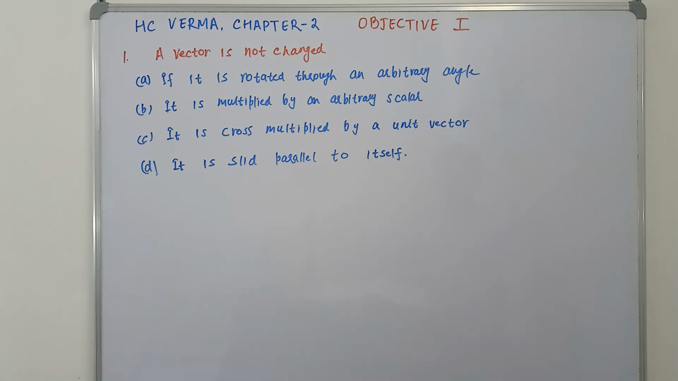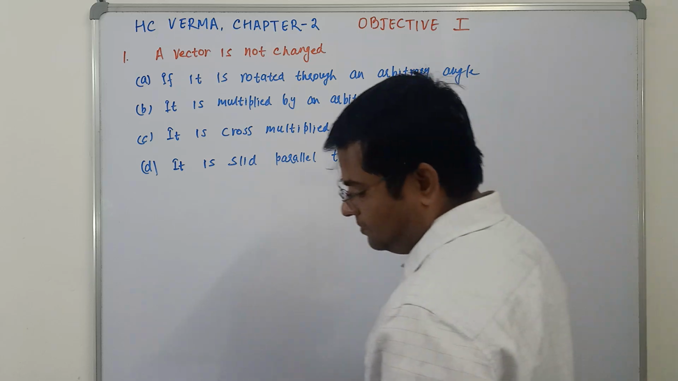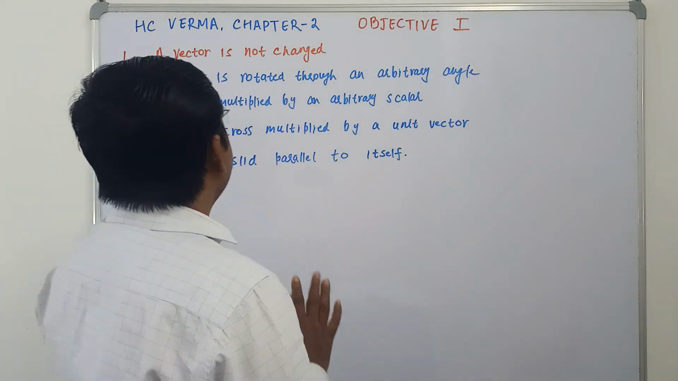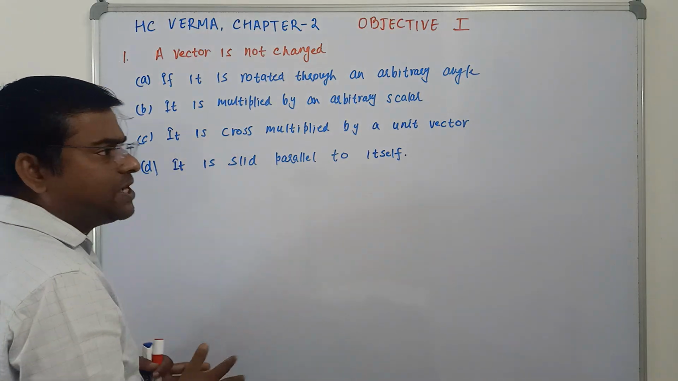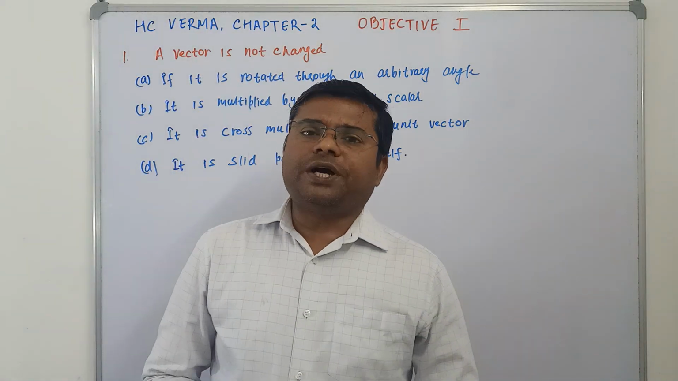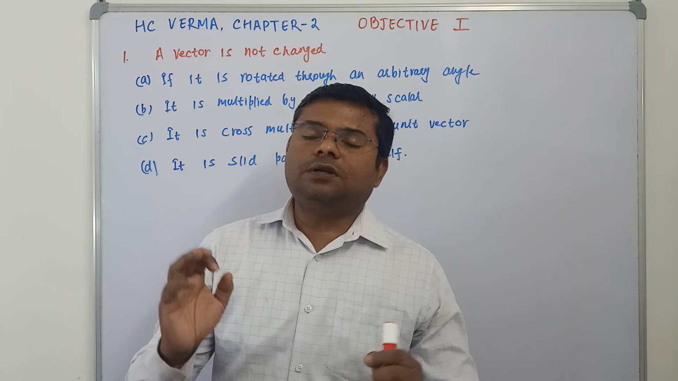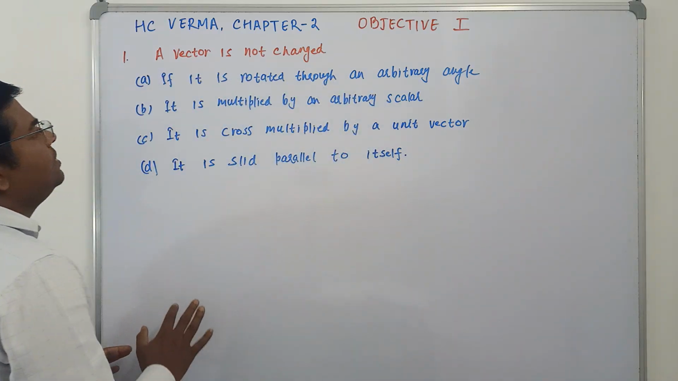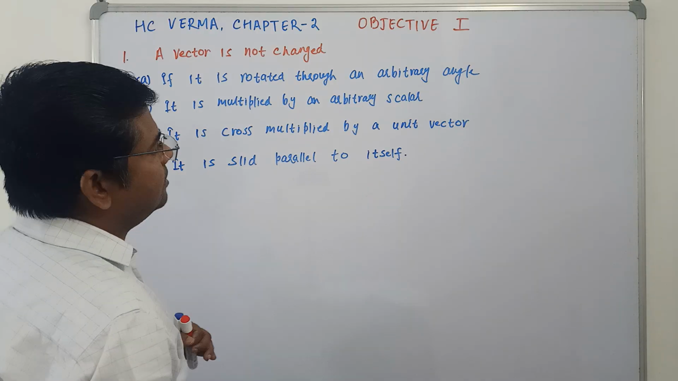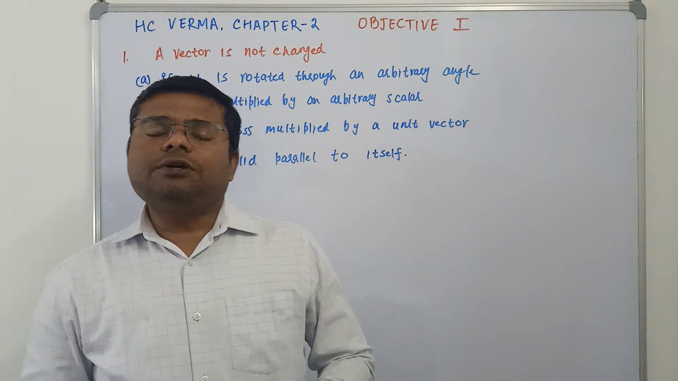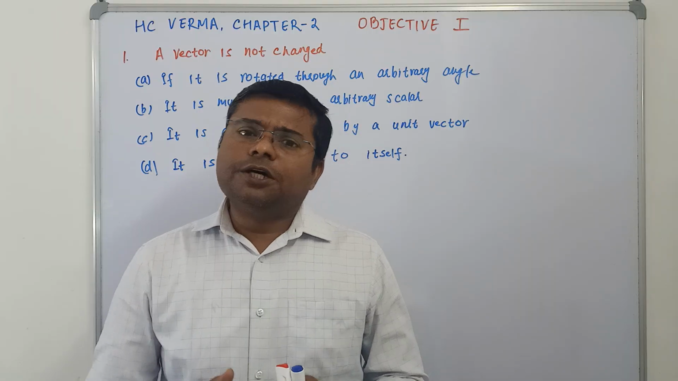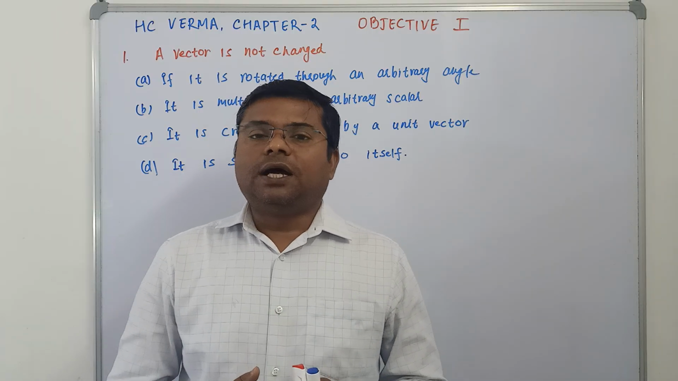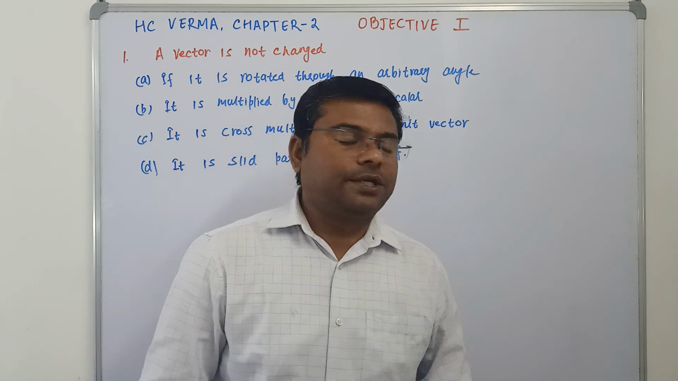Now, objective 1. Once you do such an objective, the concept behind it is really fantastic. If you understand each and every option, then you ultimately find a way to define a vector, the properties of a vector, and many more. Let us see.